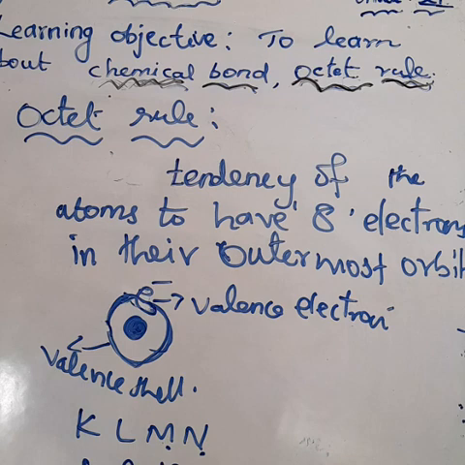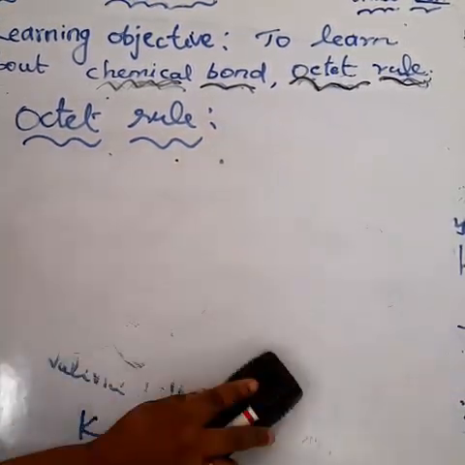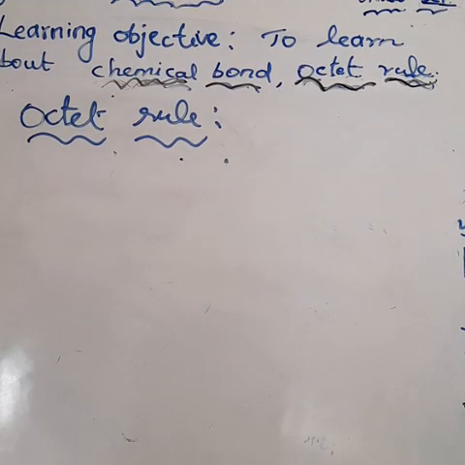The tendency of atoms to have 8 electrons in their outermost orbit is called the octet rule, or rule of octet. Here, only the noble gases have 8 electrons in their outermost orbit. All the other atoms do not have 8 electrons in their outermost orbit.